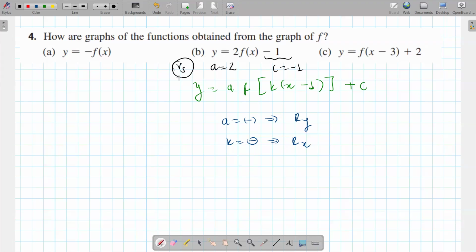It moves it down. That is correct. C is negative 1. It moves it down, and you're done. Let's look at C.